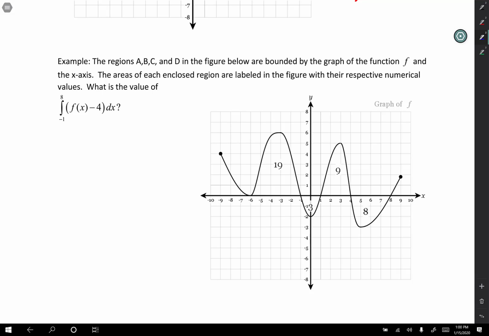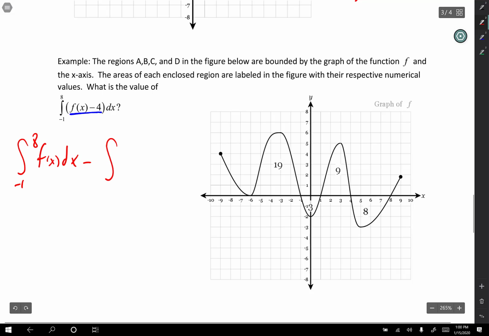All right, here's how you do it. Remember our properties that we had, yesterday, or was it two days ago? All the days are being mixed up. I think it was yesterday. And look, this right here, I can just break this up into this, the integral from negative 1 to 8 of f of x dx minus the integral from negative 1 to 8 of 4 dx. Does that make sense, guys?